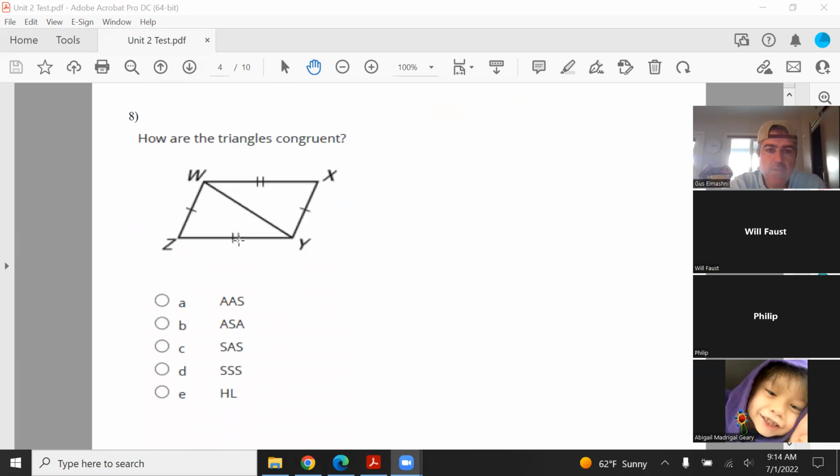Number 8, how are the triangles congruent? This one, well, they share the side, right? So you have 3 pairs of sides that are the same. So it's gonna be D. There are no angles. We don't know if these are parallel at all. You didn't see this kind of marking. So I don't know if any angles are equal. So I can't use any of the congruence terms that involve angles, and there's no right triangle involved. So it's gotta be D.